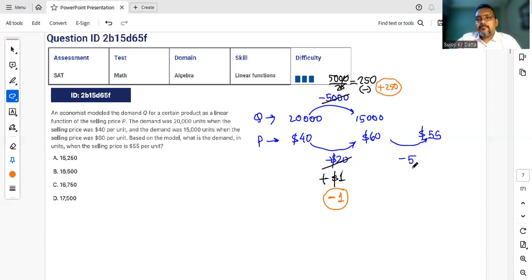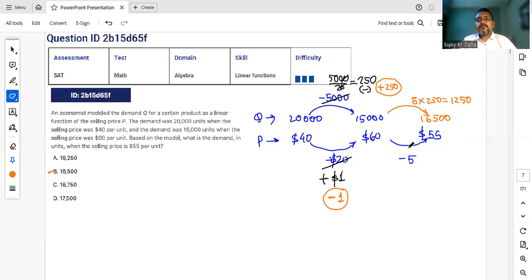But then if this is decreasing by minus 5, then this side would increase by 5 times 250. So that will be 1250. That's the increase. So the answer would be what? 1250 added to this. So that is 16500. So that's the answer. We are using the concept of slopes, but not in the formula way.